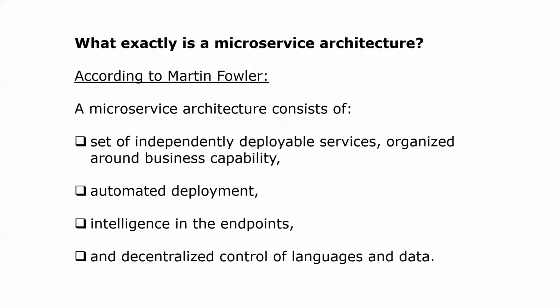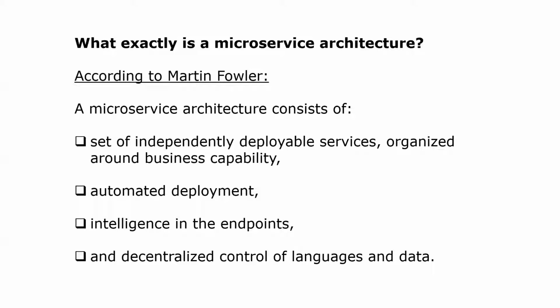So what exactly is microservice architecture? According to Martin Fowler, a microservice architecture consists of a set of independently deployable services organized around business capability, automated deployment, intelligence in the endpoints, and decentralized control of language and data, right? The services must be independently deployable, and we should implement end-to-end automation. For example, as a developer, you commit some code, and automatically that application is pushed into the production environment, so continuous delivery can be achieved, right?